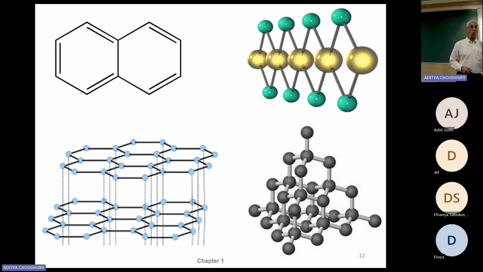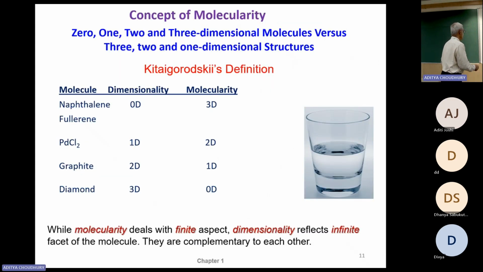So it's a 1D in terms of, go back. This is 1D in terms of dimensionality. We know 1D polymer. This is a 1D polymer. But in terms of molecularity, it's a 2D. You understand? Okay. Graphite.